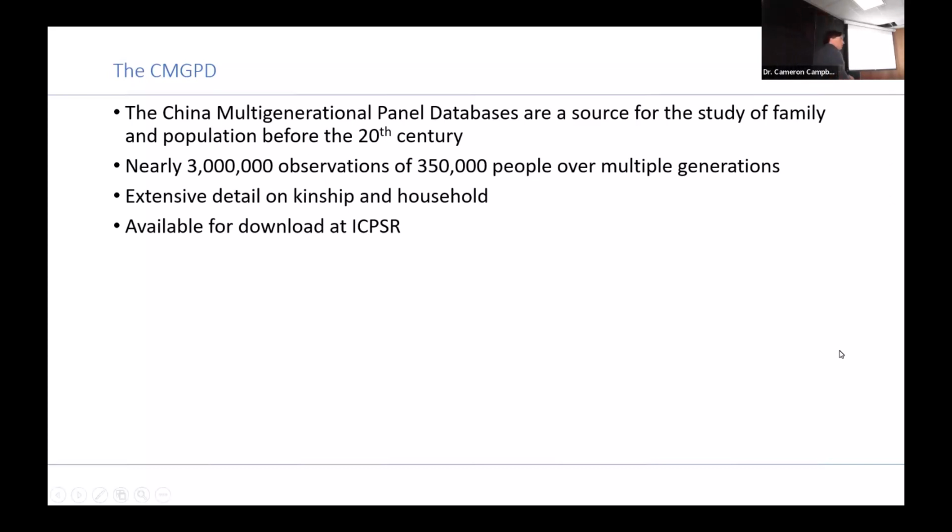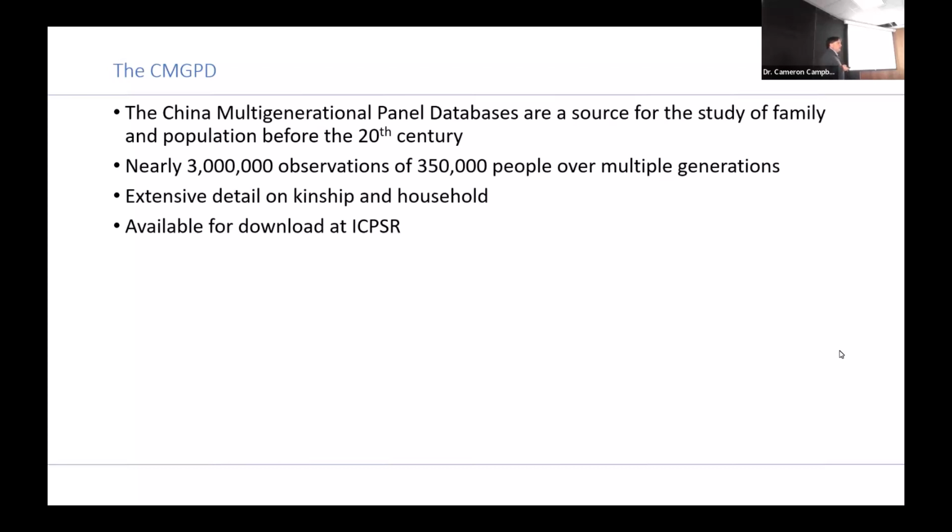So the first data set I want to talk about is the China Multi-Generational Panel Data Set, which I think is a source for the study of family and population in China before the 20th century. It's actually 2 different data sets, which together have about 3 million records of about 350,000 people over multiple generations.